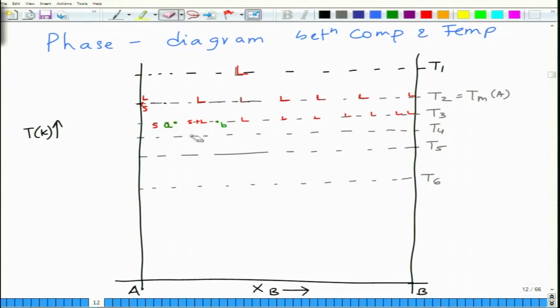Okay. So, let us say this is C somewhere here, and this is D. So, this is C, this is D. Before C you had solid, within these two you had solid plus liquid, and now you had all liquid. So, solid, solid plus liquid, and then you had liquid.